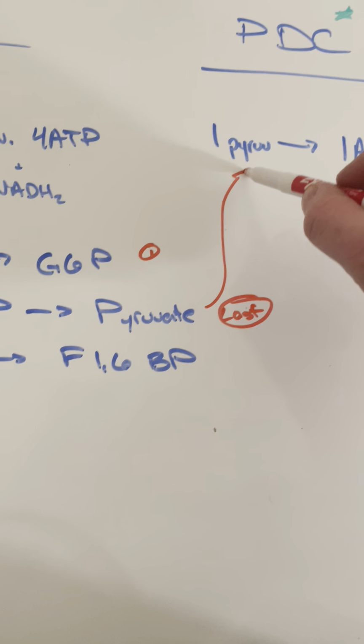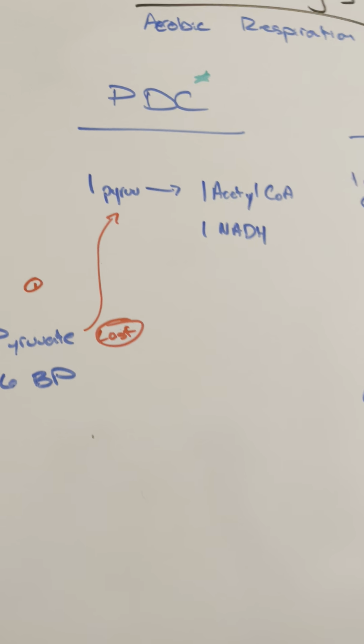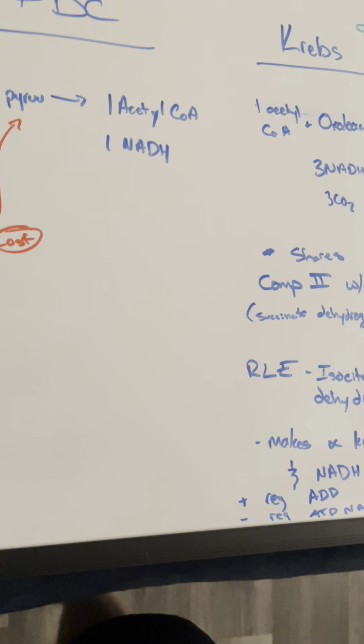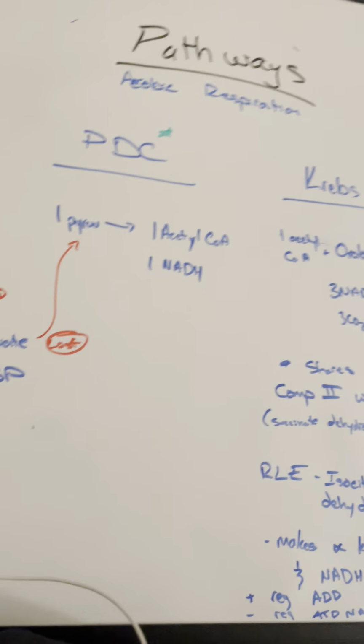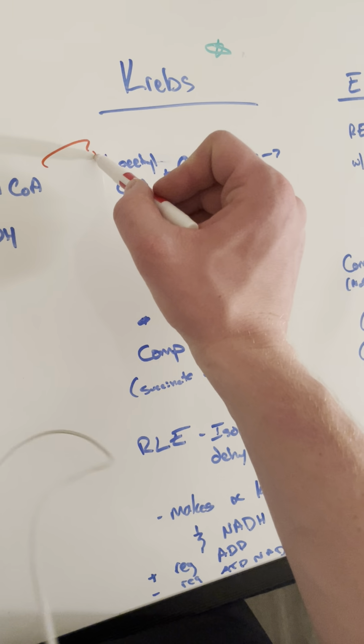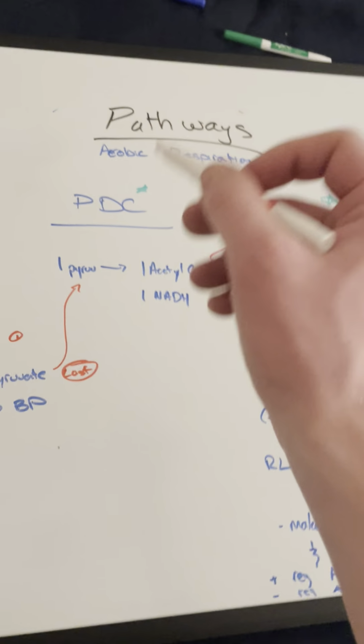Then we're going to take the pyruvate from here, and we're going to go right up into the pyruvate dehydrogenase complex, PDC. Pretty much we're going to turn it to acetyl-CoA and one more NADH, and then we're going to take this acetyl-CoA, plop it right on there, and from here on out we're in the mitochondria.